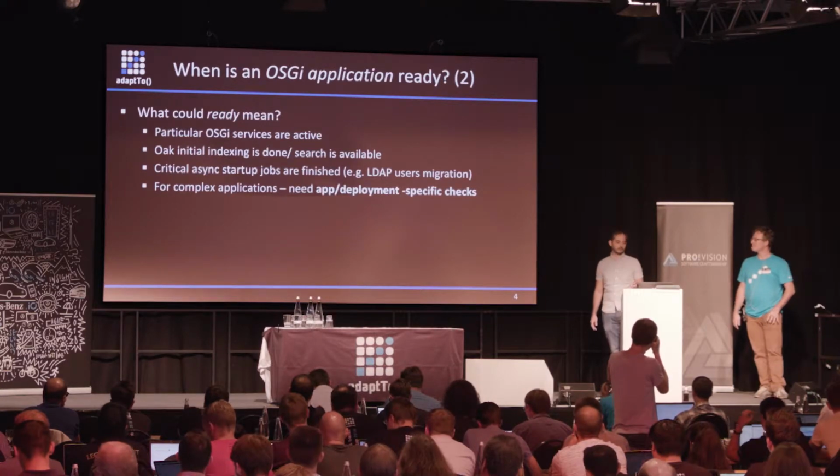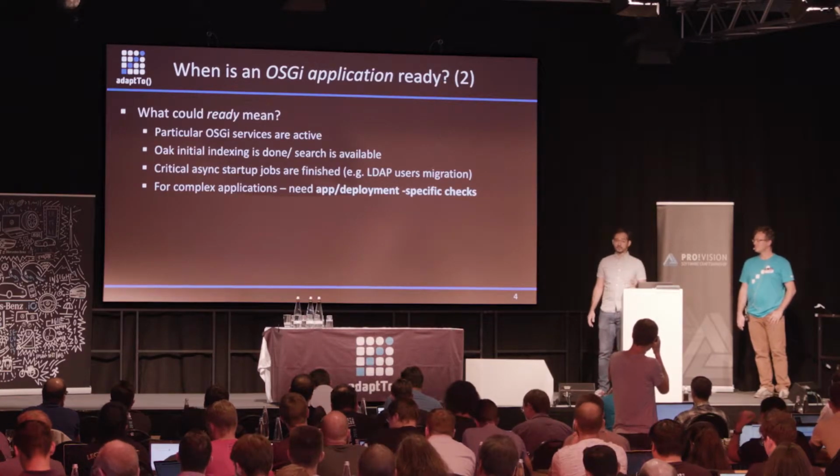So what would that mean for us? First of all, some particular set of services that we know should be up are up. That's a check that we wanted. In AEM, we also have the Oak initial indexing for a deployment. So if you want the search functionality to work in AEM after a first initial startup, you need to make sure that the initial indexing of the repository is done. So that's another criterion, right?